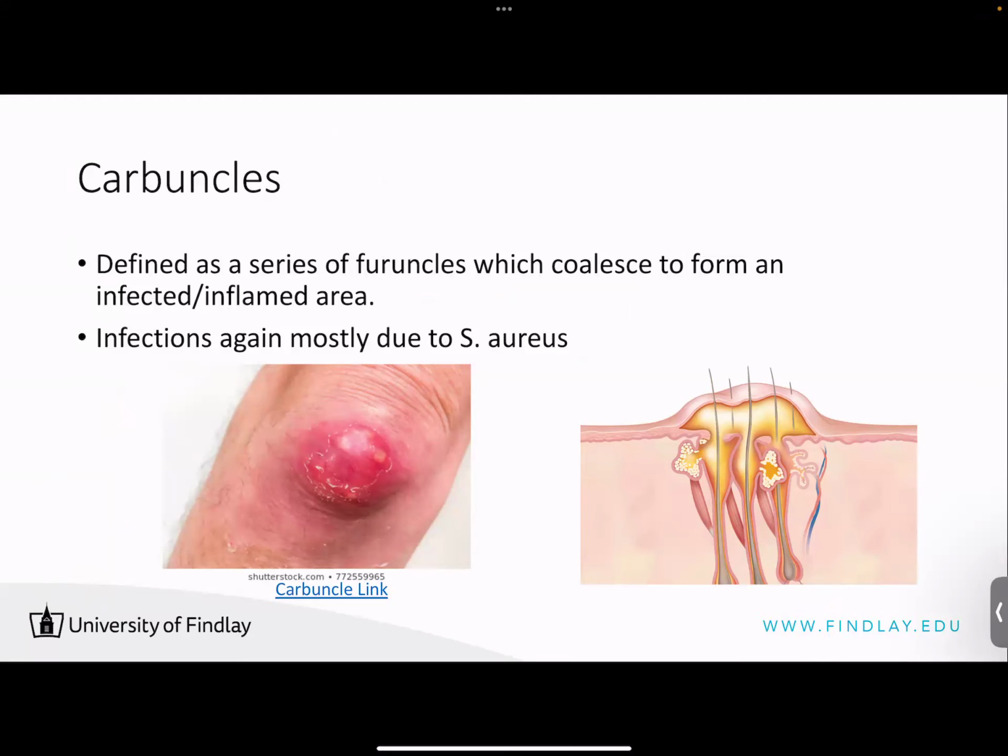And then what do you get when you take a bunch of furuncles and slam them together? You get a carbuncle. And that's what's shown here. Here's a cartoon of what a cross-section, so to say, of a carbuncle might look like. You had all of these individual lesions, all of these individual furuncles that have sort of coalesced, that came together to form this whopper of a lesion, or a carbuncle.